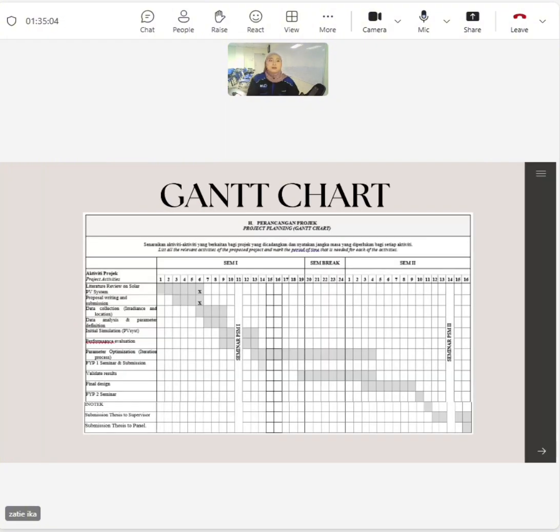This slide shows the project timeline using Gantt chart. For semester 1, I start with literature review on solar PV system and proposal writing. Then continue with data collection and data analysis. After that, I proceed with initial simulation using PVsyst. Moving to semester 2, I focus on performance evaluation and parameter optimization. Then I validate the result and develop the final design. Finally, I complete the project with thesis submission and presentation.